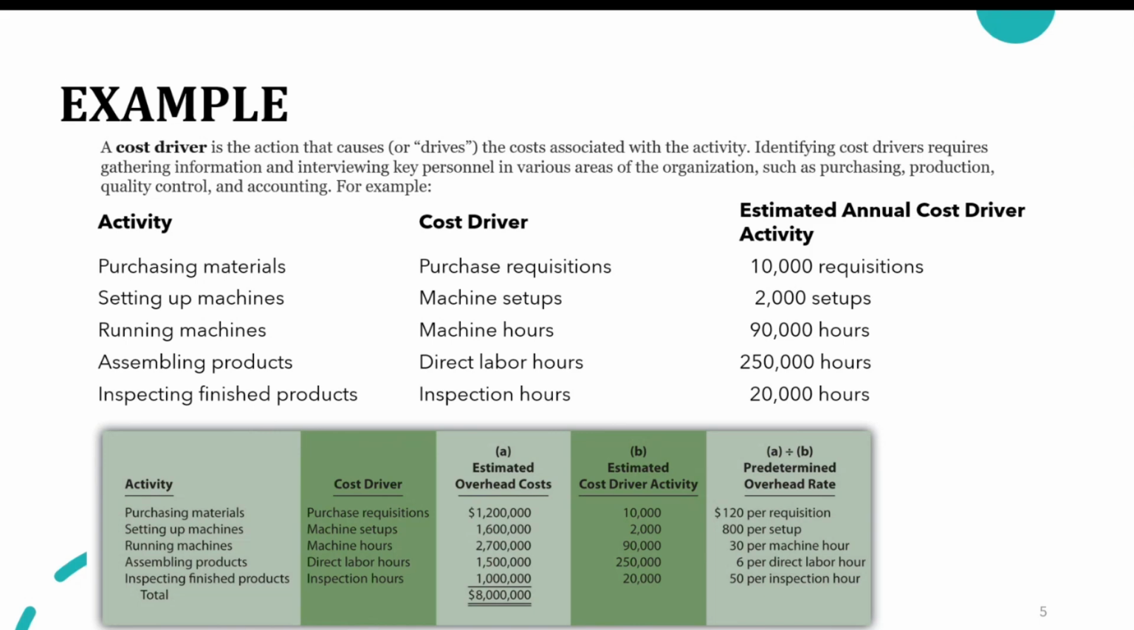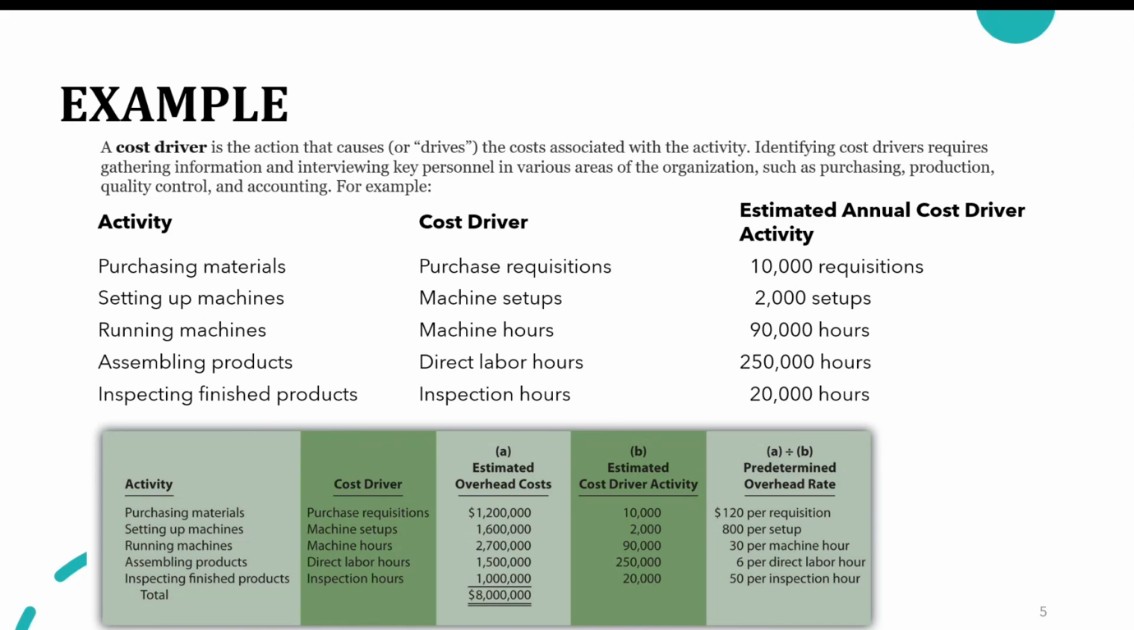For example, setting up machines: the machine setups will be the cost driver. So for example, center A would have 2,000 setups, and center B would have 5 setups. Then it's very likely that center A would take a bigger proportion of that overhead. So the number of setups would determine how much one center would take of the total overheads.